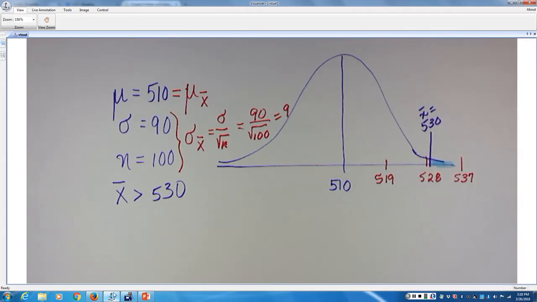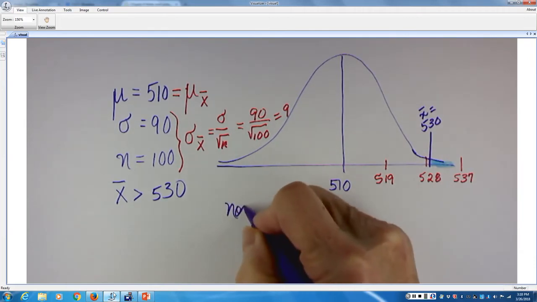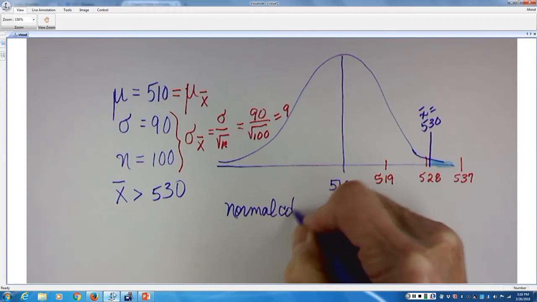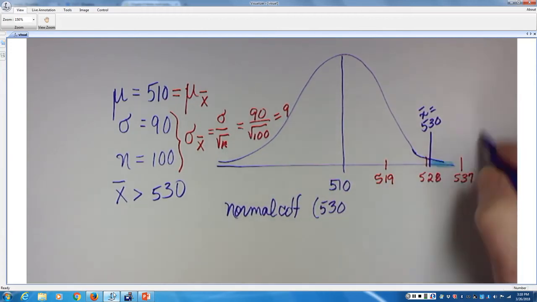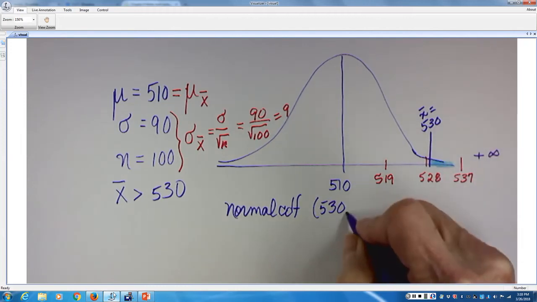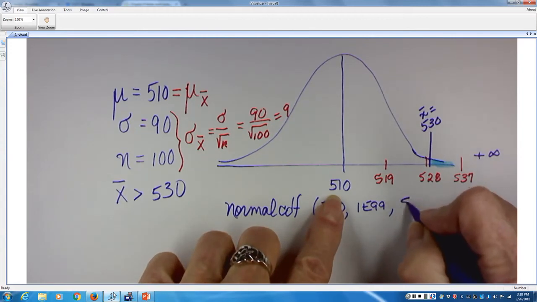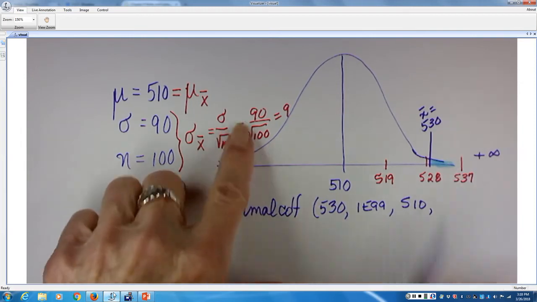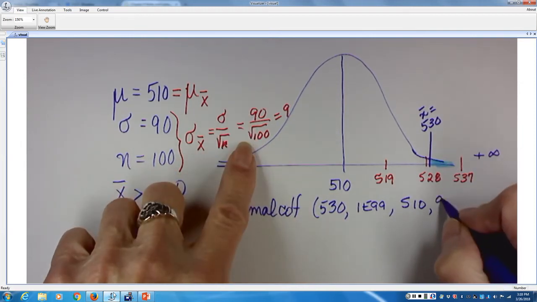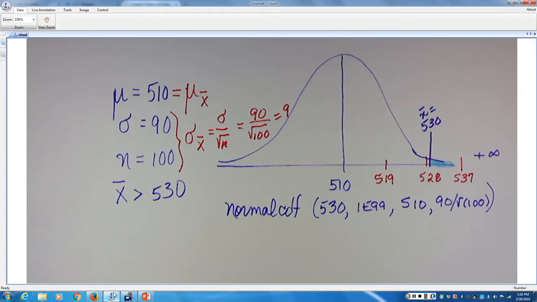And the way that we would do that problem is we would use normal CDF, and we would start at 530, and we would go to positive infinity, and the curve has a mean of 510, and a standard deviation not of 90, but 90 over the square root of 100. And we would do that on the calculator.